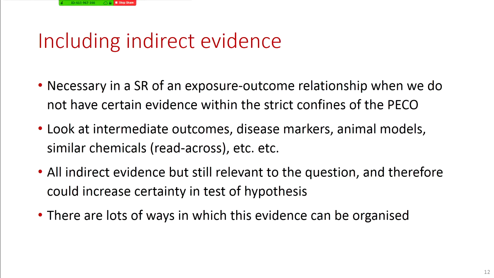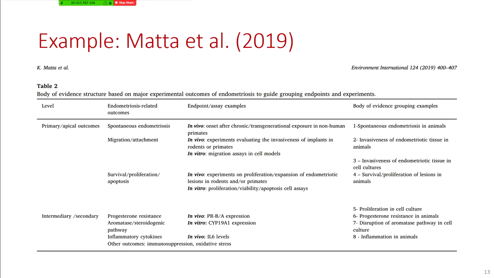So in that circumstance, and it's a common one, obviously, in risk assessment, we'll look at intermediate outcomes, so markers of disease. We might look at animal models, which we think are relevant to the human health context. We might look at similar chemicals for read-across analysis. And all this indirect evidence is relevant to answering the question and could increase certainty in a test of the hypothesis. We just need to think about how relevant it is, if you like. And there are lots of ways of organizing this evidence.